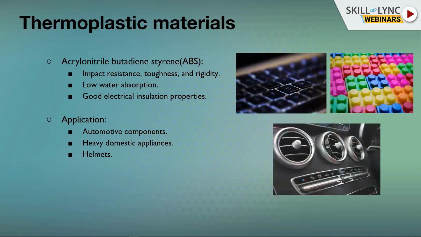And here you see some of the materials which are used in keyboards and the famous Lego toys and some of the components from the instrument panel. And it is also used to design helmets. Now you can assume how strong the ABS material is because it is used to make helmets to protect our head from injuries, right?